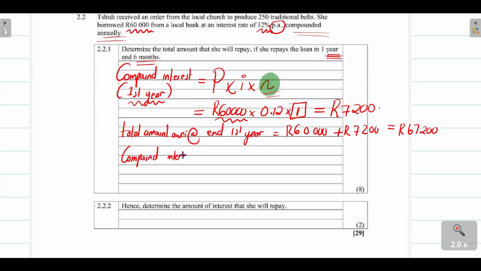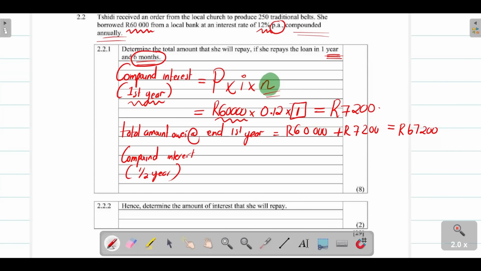You're not done. Now we want to calculate the compound interest that will be charged in the half year. Now, how did I get to the half year or the 6 months? Remember, we can't be doing calculations in months, because the question told us that it's compounded annually. That means the time period needs to be in years for everything. So we can't be using months. It has to be in years.